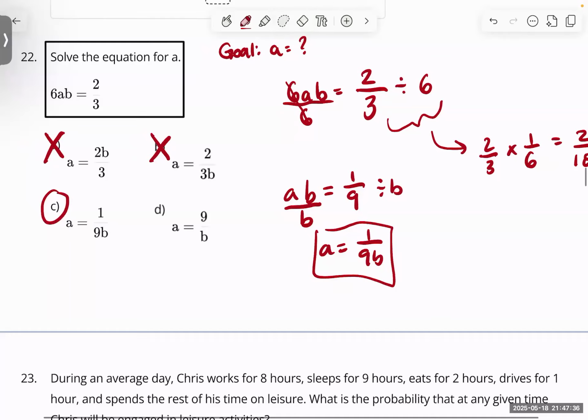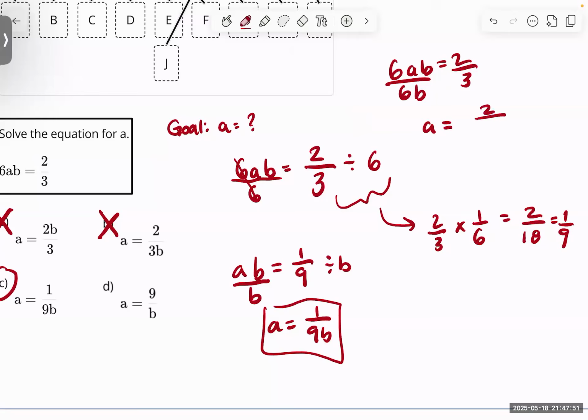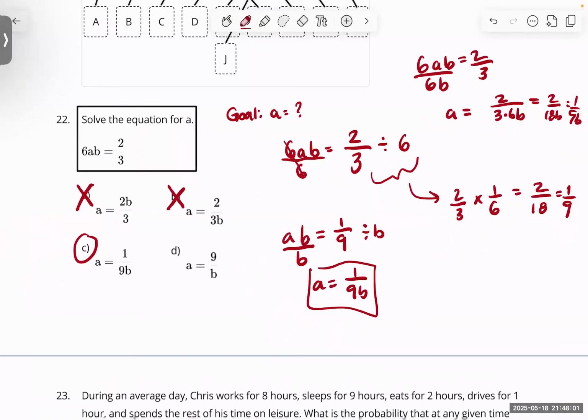Now, you don't have to do every step like this. You could have instead done 6AB equals 2/3 and divided everything by 6B, and you'll immediately get A equals 2/3 times 6B. And this is the same thing as 2/18B, which is 1/9B. The same thing. It just depends on what you're comfortable with.